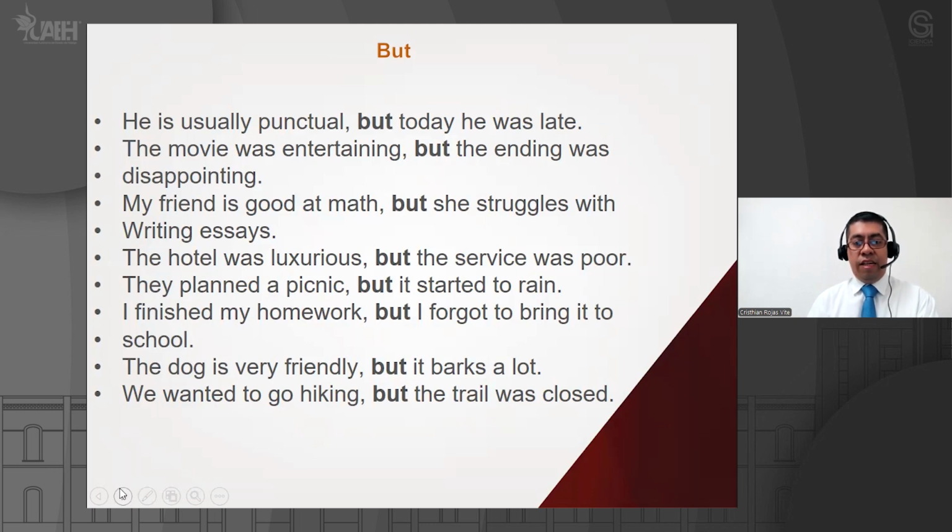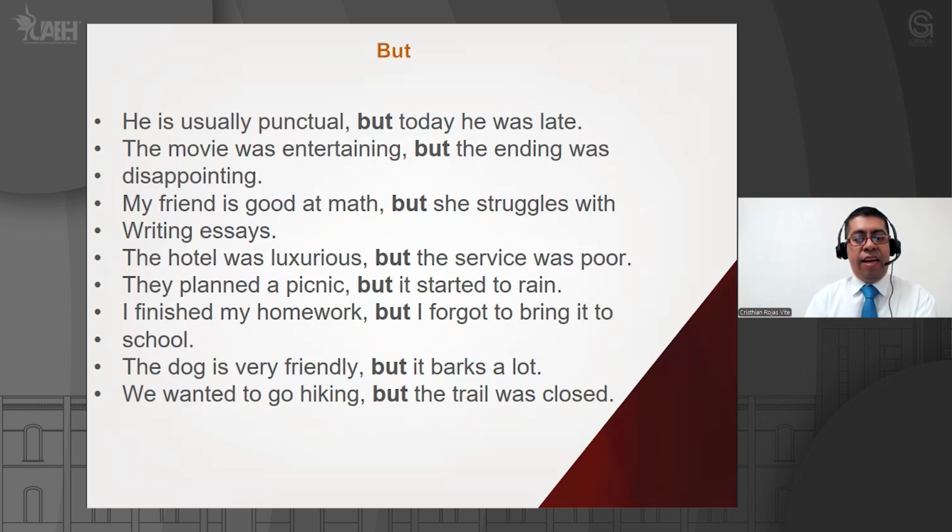The next one, the hotel was luxurious, but the service was poor. They planned a picnic, but it started to rain. They had some ideas in mind, but at the end, everything changed. It says, I finished my homework, but I forgot to bring it to school. And that happens very often right here with our students. But they're using this conjunction in order to demonstrate what was happening.